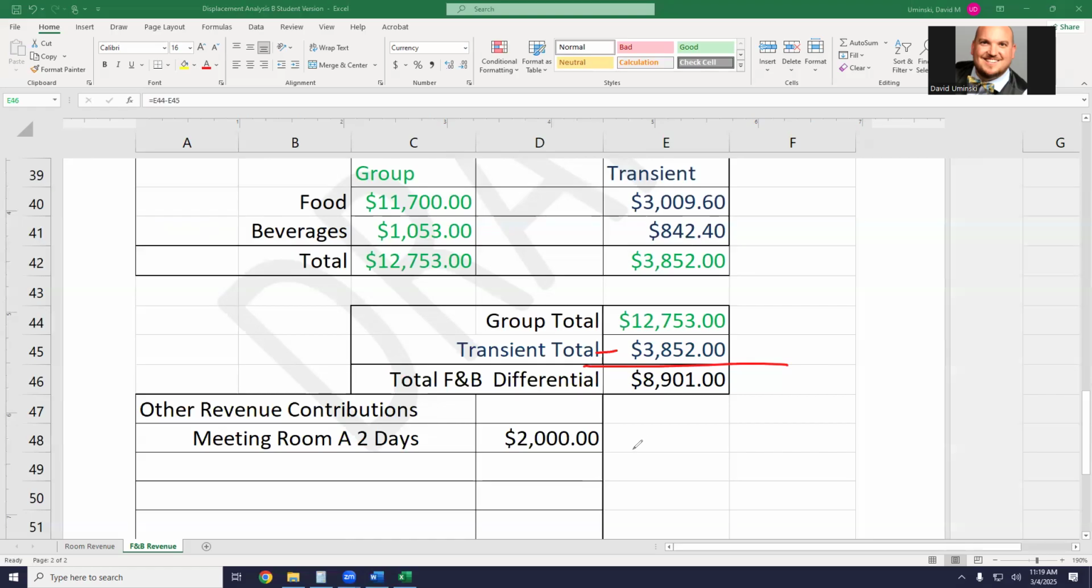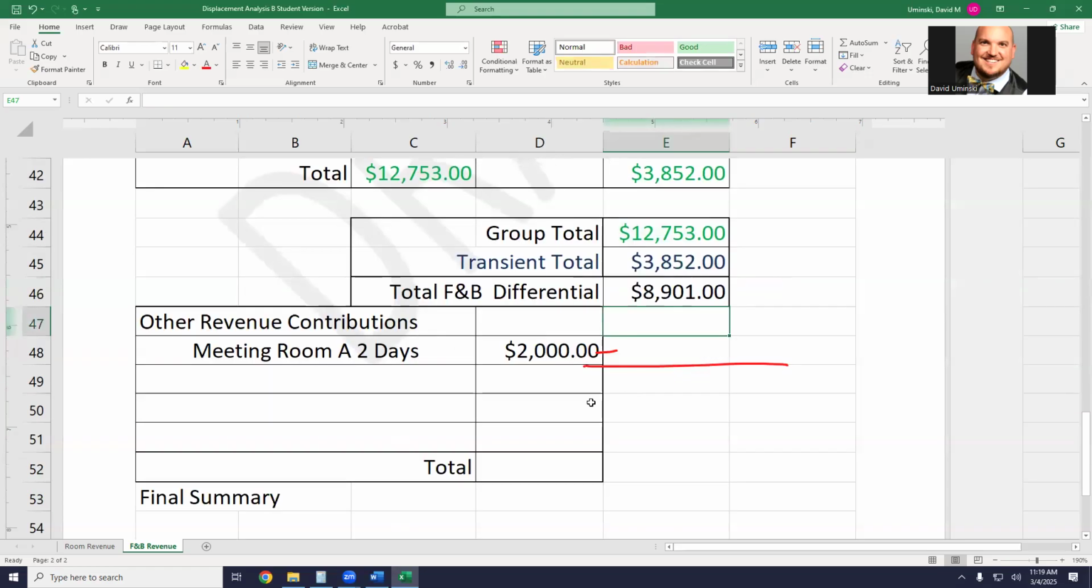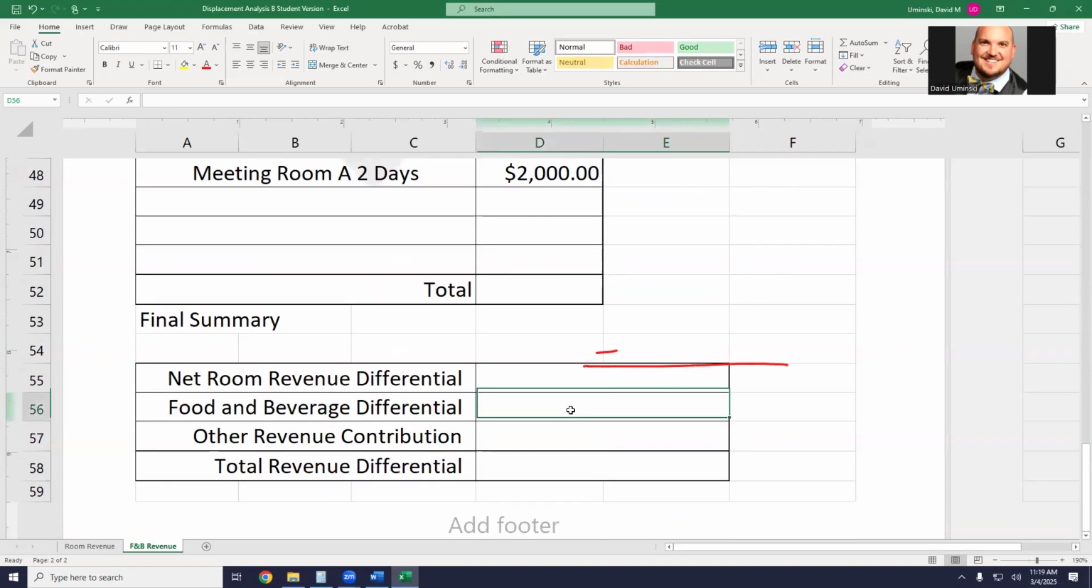All right, so that number, that 8,901, is gonna go right here in our food and beverage differential, $8,901.